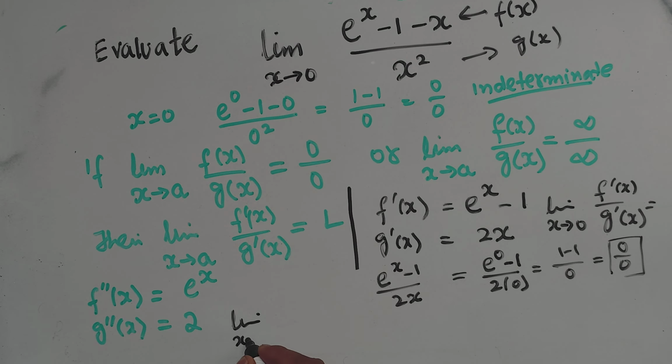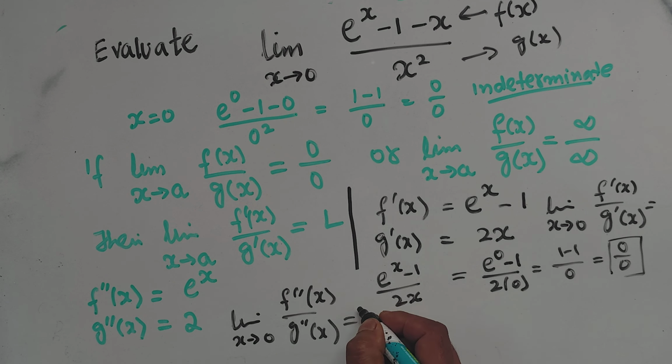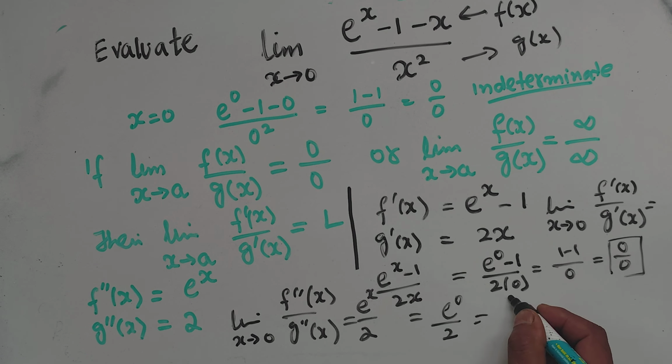The limit as x approaches 0 of f double prime x upon g double prime x will be equal to, so we get here e^x upon 2. Let us substitute x equal to 0, we get e^0 upon 2, anything raised to the power 0 is 1, so we get 1 upon 2 as the value of the limit.